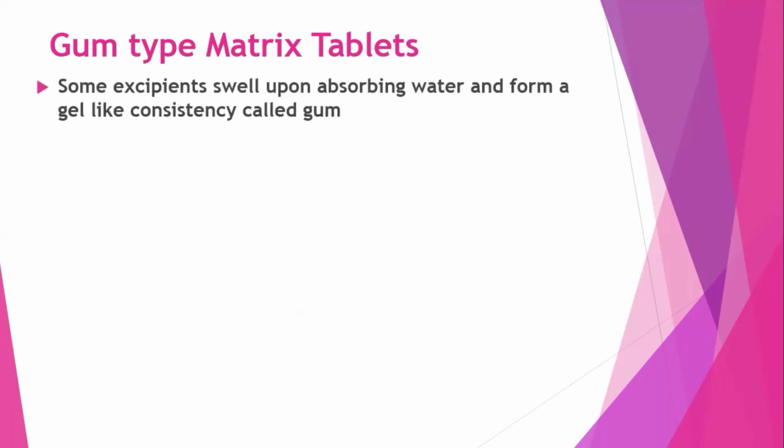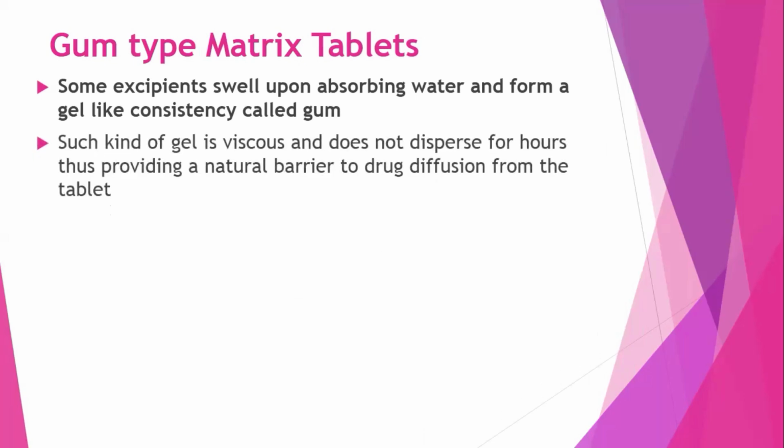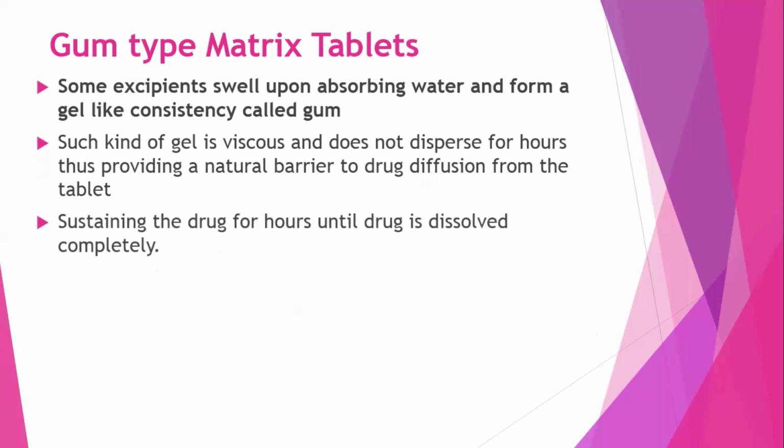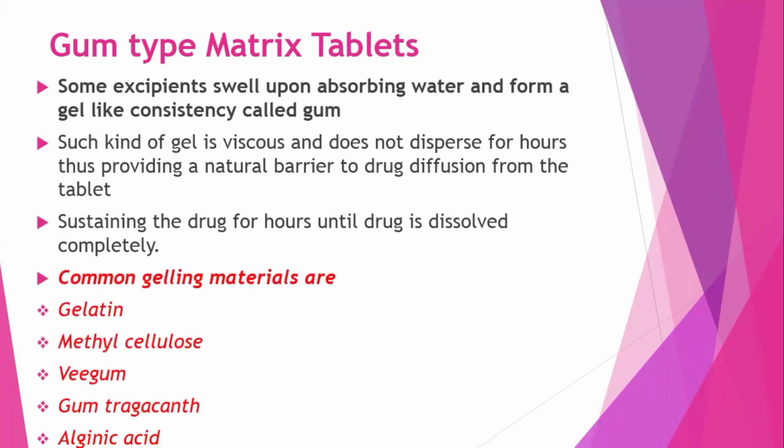Number one is gum type matrix material. As the name indicates, the matrix is gummy in nature when it comes in contact with water. So some excipients swell upon absorbing water and form a gel-like consistency called gum. Such gum is viscous and does not disperse for hours, thus providing a natural barrier to drug diffusion from the tablet, sustaining the drug for hours until the drug is dissolved completely.